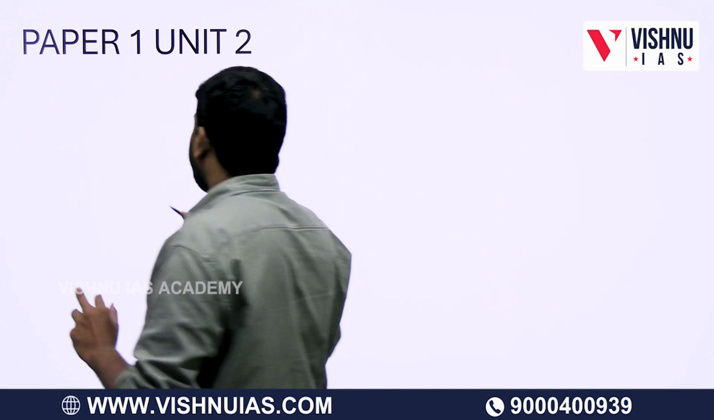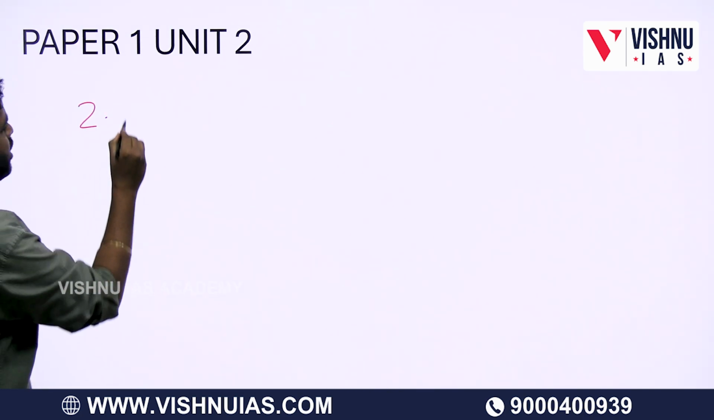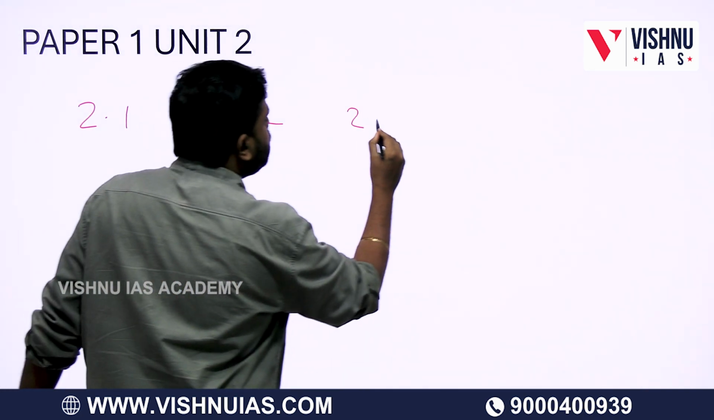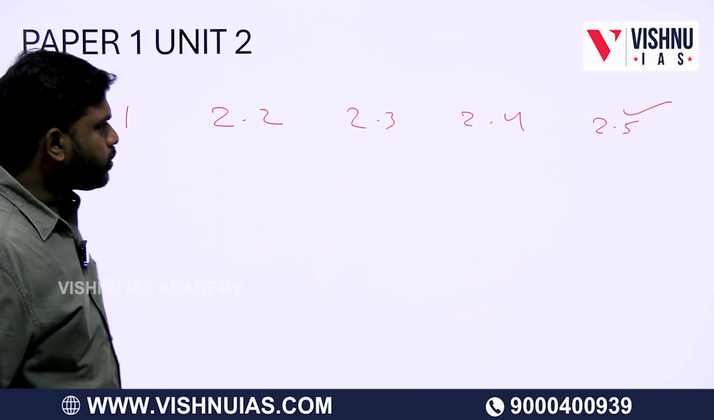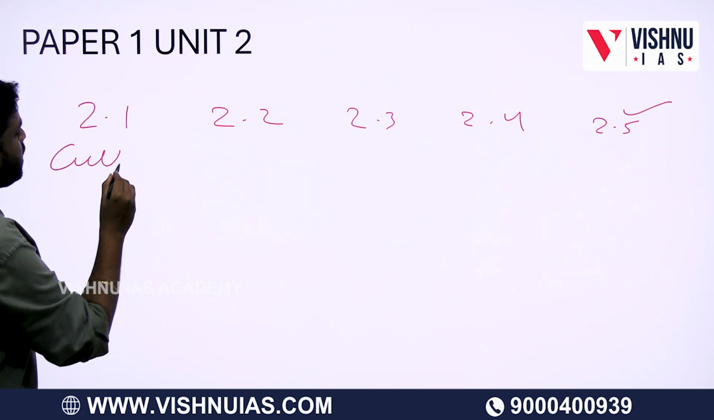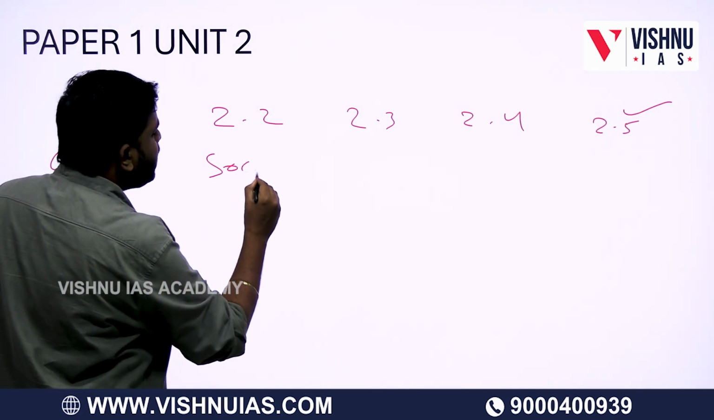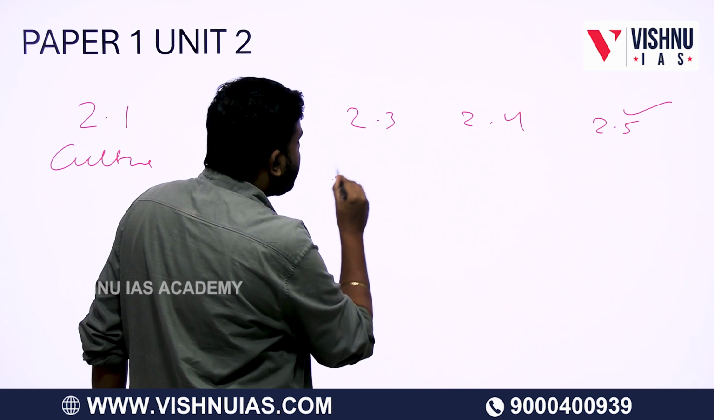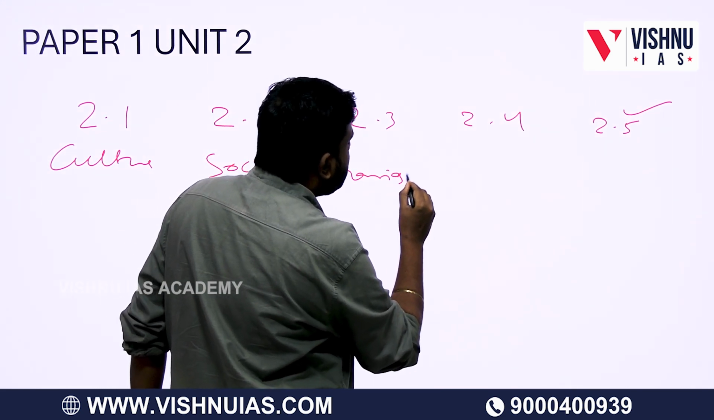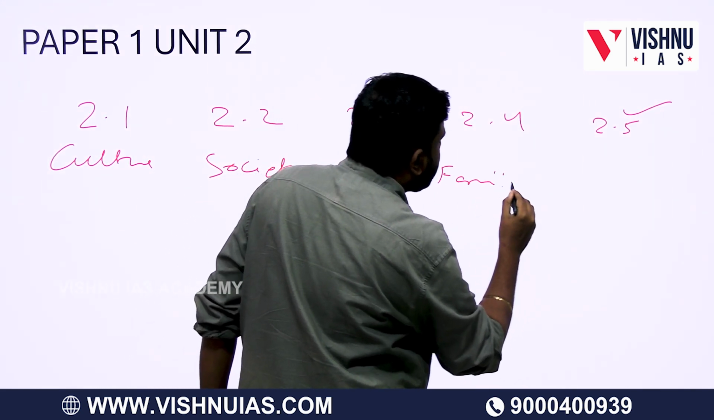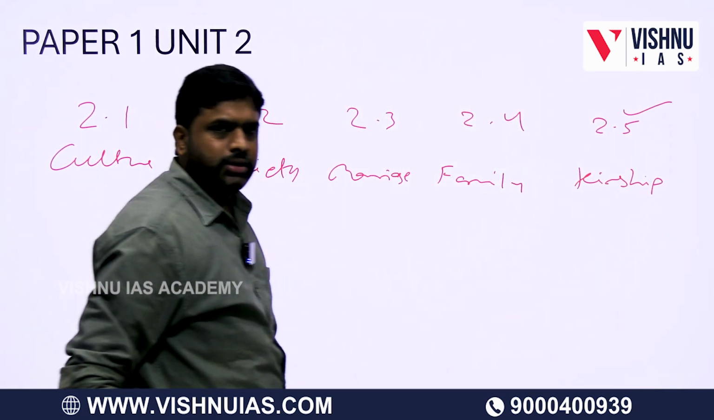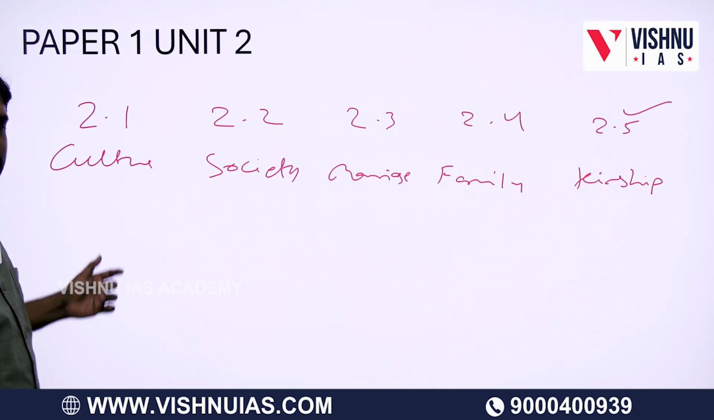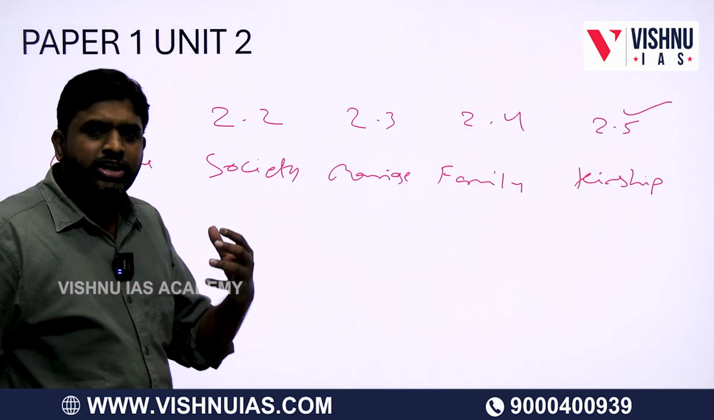As you know, in unit number 2, we have 2.1, 2.2, 2.3, 2.4, 2.5, which is very important. So 2.1 is all about culture, all about society, all about marriage, all about family, and all about kinship. All about kinship.